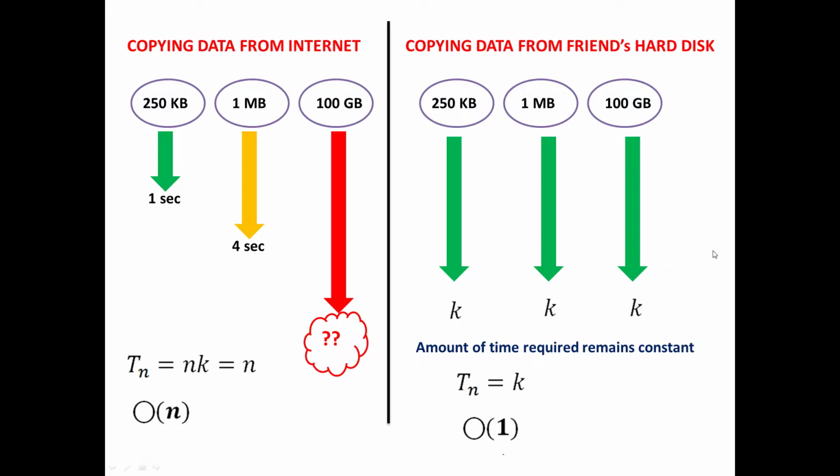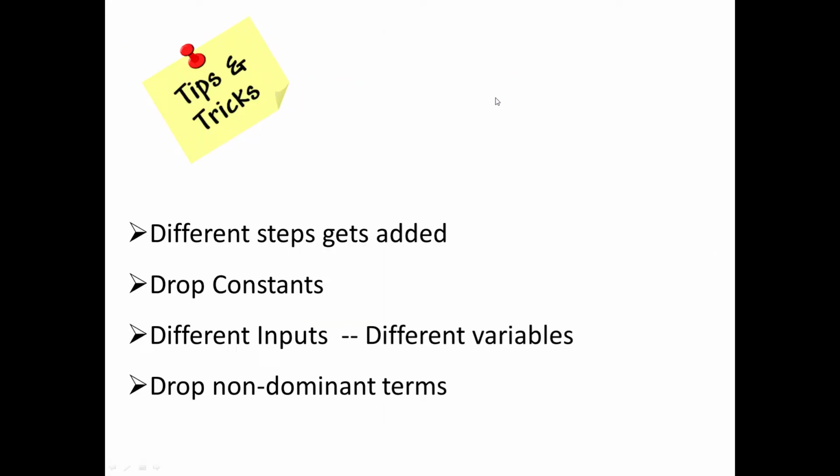Okay, let's see the tips and tricks. Different steps get added while you are giving the big O notation, so you need to keep these tips and tricks in mind. You need to drop all the constants, and you need to drop all the non-dominant terms. Different inputs will have different variables. Not every time will it be big O of n, big O of n square, or big O of n log n. It can be big O of x, depending upon the variable name and the algorithm.